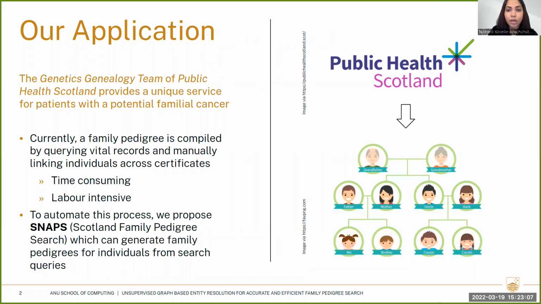Let's have a look at our application first. The Genetics Genealogy team of Public Health Scotland provides comprehensive family history research for patients with a potential familial cancer. The management of risk is dependent on the quality of the obtained family history information. The team explores birth, death, and marriage certificates held by National Records of Scotland since 1855, with the goal of building family pedigrees for patients.